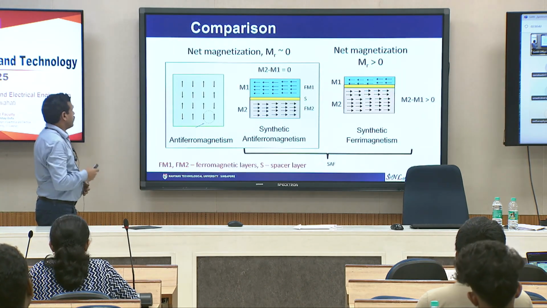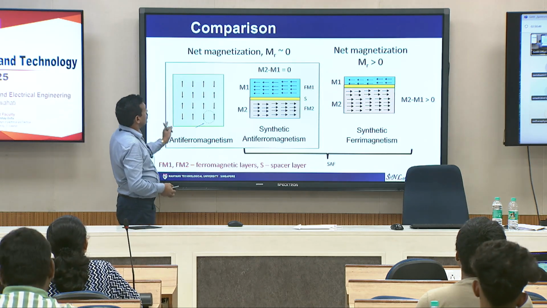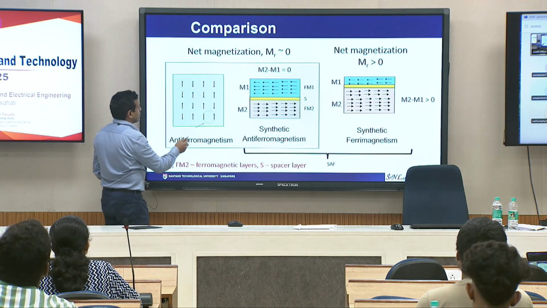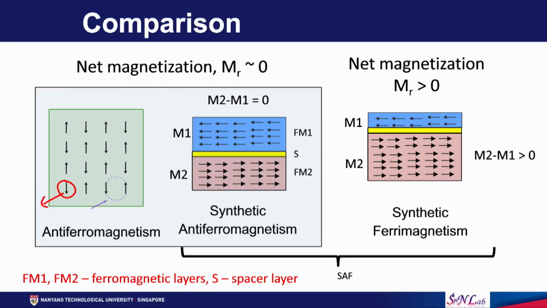Okay, so quite often people may get confused. So, here I summarize everything, compare everything. When you are talking about antiferromagnetism, you are talking about atomic magnetic moments being antiparallel. Whereas, when we talk about synthetic ferromagnetism, we are talking about magnetic moments of ferromagnetic layers.